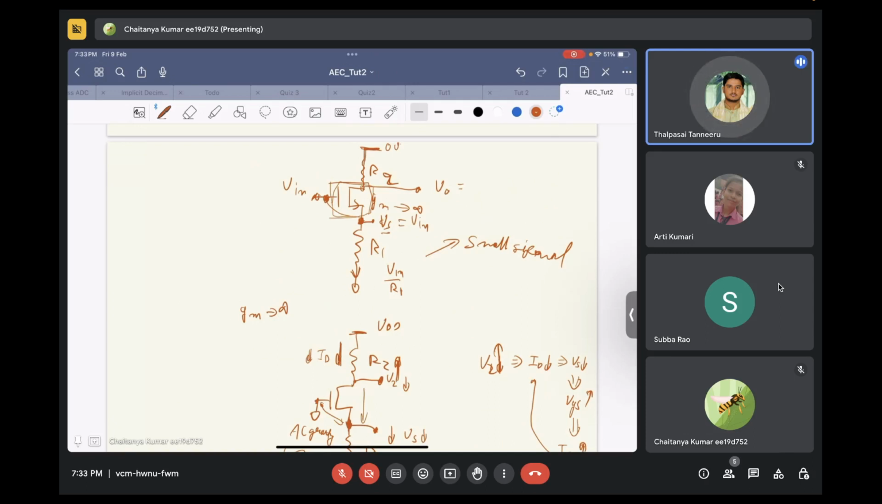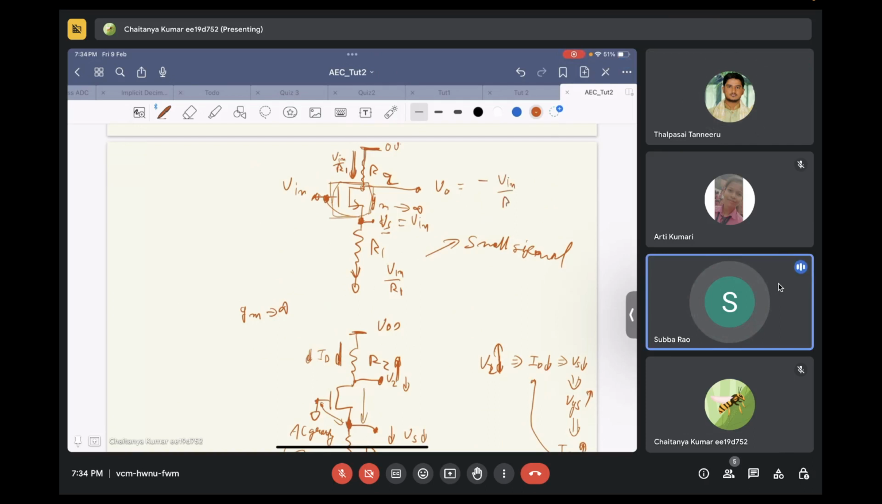Sir, minus GM is infinity, no, sir. Infinity minus GM into... Oh, R2. Okay. What will be the current across R2? V in by R1. V in by R1, correct? Yes. So what is V out? Minus V in GM into R1 into R2. Minus V in by R1 into R2, sir. Correct.